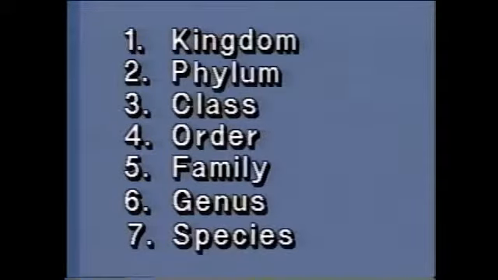Using this order, every living thing will have one scientific name known the world over. It's like an address. We live in a country, in a state, in a city, on a particular street, at a particular number, and we have a surname and a first name.